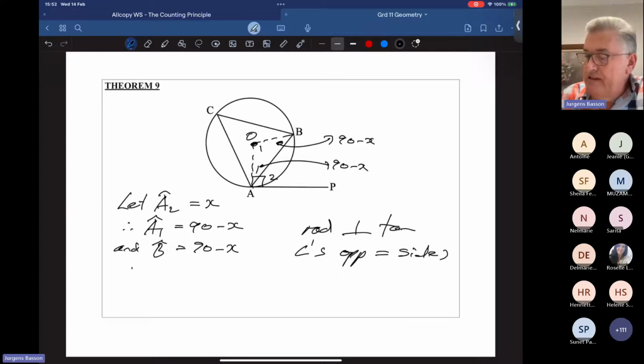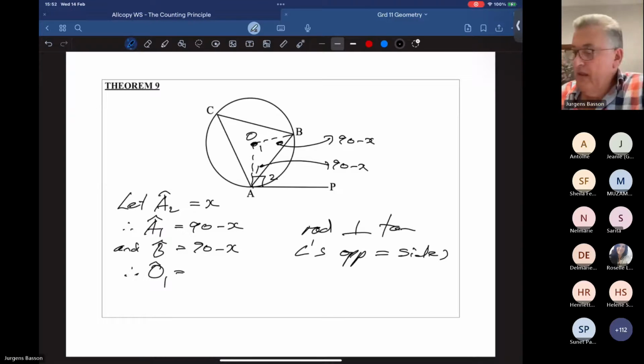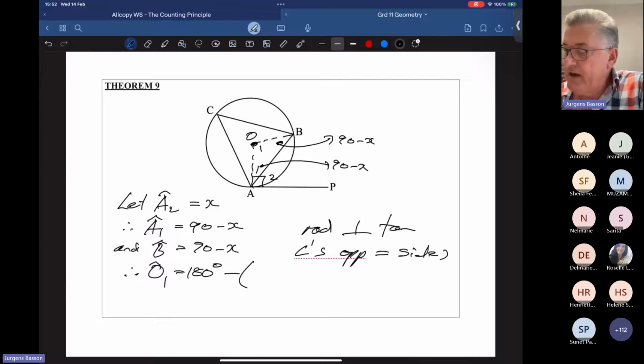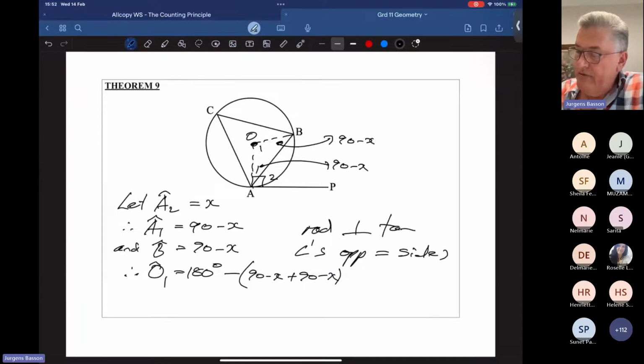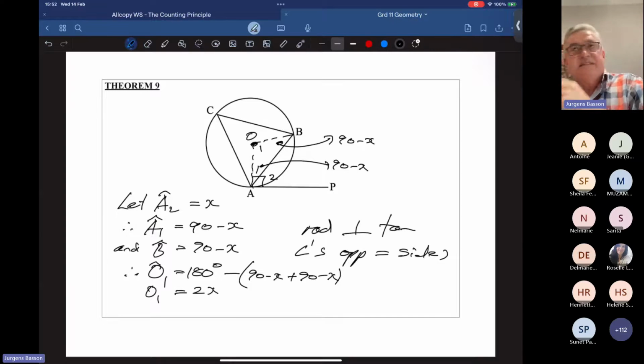So now we can say O1 is equal to 180 degrees, subtract the sum of those two, because I'm going to work with angles of a triangle, (90 minus X) plus (90 minus X). And if you calculate that, you get 2X, because the 90 plus 90, you subtract it, and then minus X minus X, minus 2X times the negative. So there we have O1.